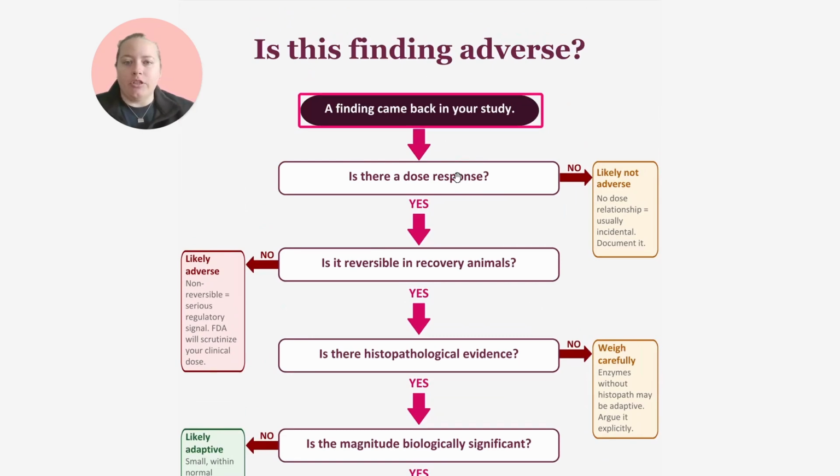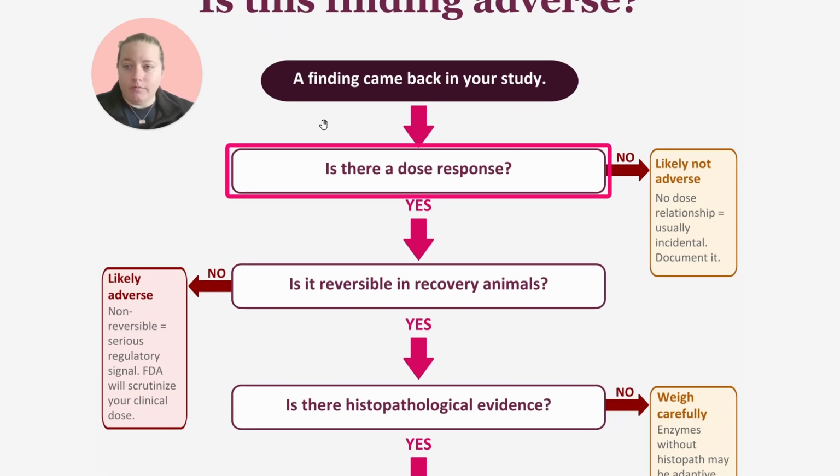A finding came back in your study, and we're going to ask these questions. Is there a dose response? Question number 1. Basically, does that finding become more severe as dose increases and as exposure increases, or is it a flat response where you see the finding across every dose? If there is not a dose response, then it's likely not adverse. There's no dose relationship. It's usually incidental. Document it and move on.